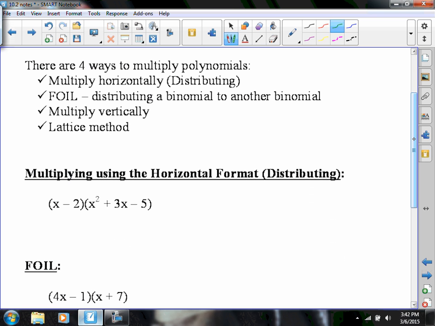Now there's really four different ways that you could multiply polynomials. I'm going to demonstrate all of them, and depending on the type of problem you're given, sometimes one method works better than the other, but usually it's just personal preference. I prefer the horizontal format just because it's so similar to distributing, and so is foiling. But we'll also talk about the multiple vertical method and the lattice method as well.